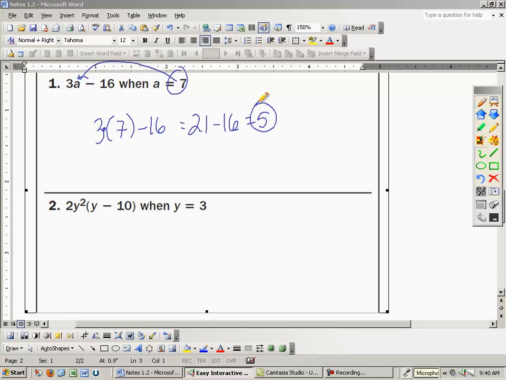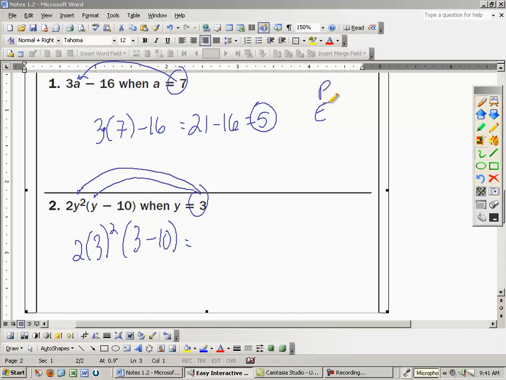All right, for number two, again, you're asked to evaluate when y is equal to 3. So we're going to substitute in. This is 2 times 3 squared times, not y, that is 3, take away 10. We're going to go ahead and do our parentheses first. So that is 3 minus 10, and this becomes 2 times 3 squared times negative 7.